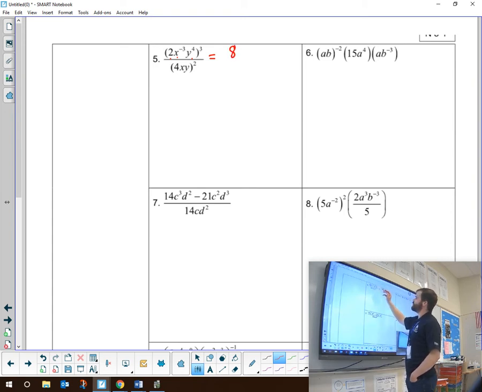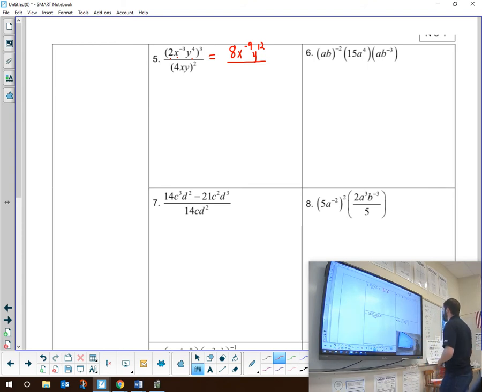X to the negative 3 to the power of 3. Remember, we multiply our exponents if we have them stacked on top of each other. So I'm going to go negative 3 times 3 is negative 9. So we're going to go x to the negative 9. Then y to the 4 to the 3. 4 times 3 is 12. So that's going to be y to the 12. Okay, so that's all my stuff on top.